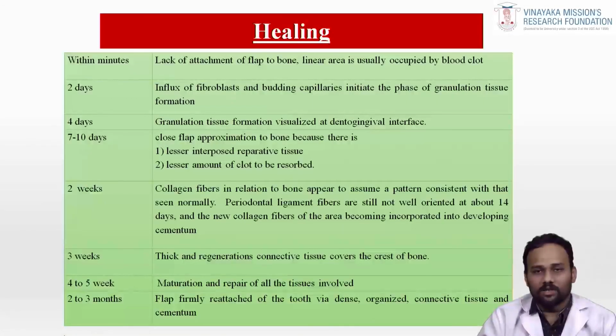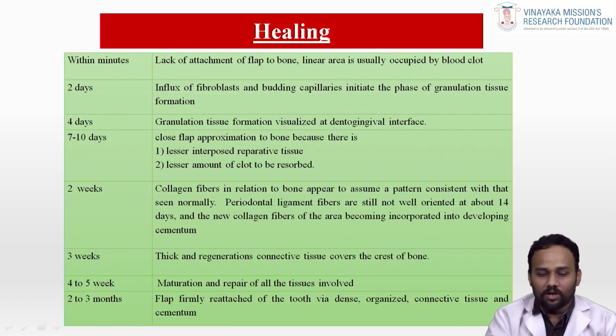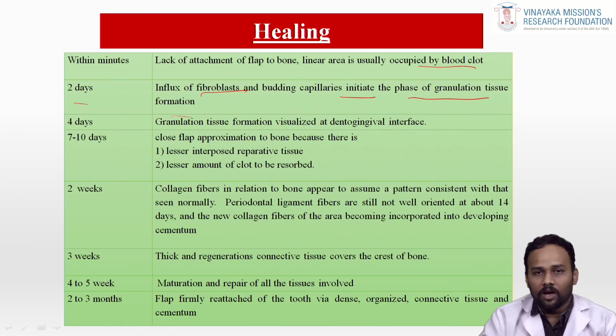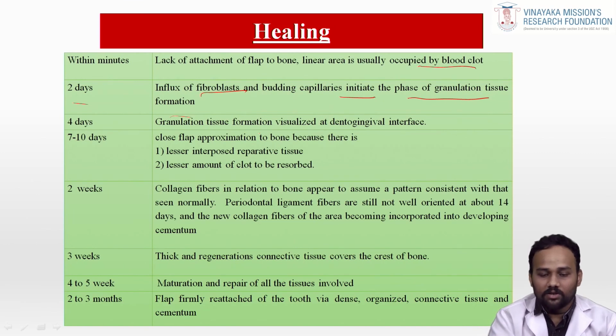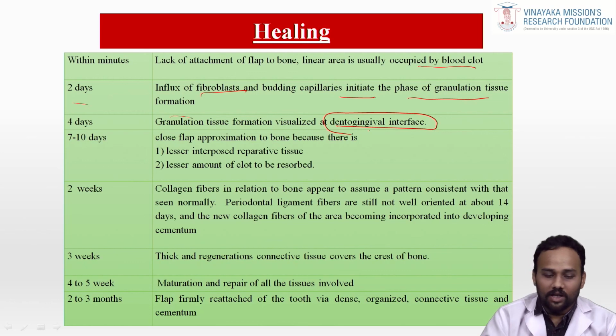Healing after periodontal flap surgery. Within minutes, there will be a blood clot which occupies the space between the flap and the bone. Then within 2 days, there will be an influx of fibroblasts and budding capillaries which may initiate the phase of granulation tissue formation. And in 4 days, granulation tissue formation is visualized at the dentogingival interface. And at 7 to 10 days, the flap is approximated and there will be less interposed reparative tissue and a lesser amount of clot to be resorbed.